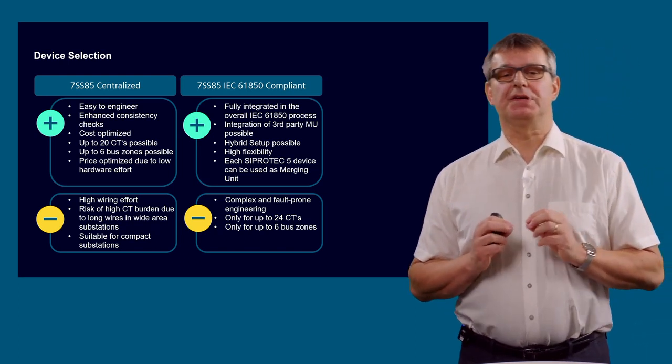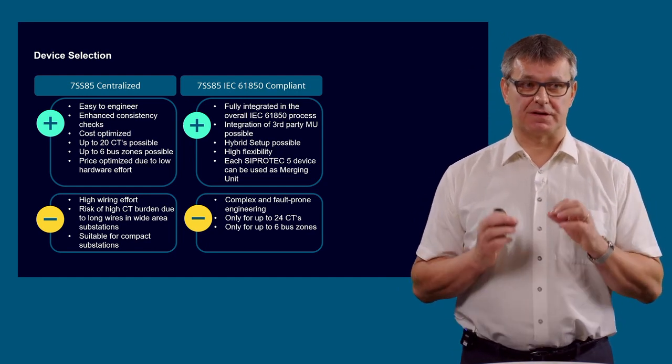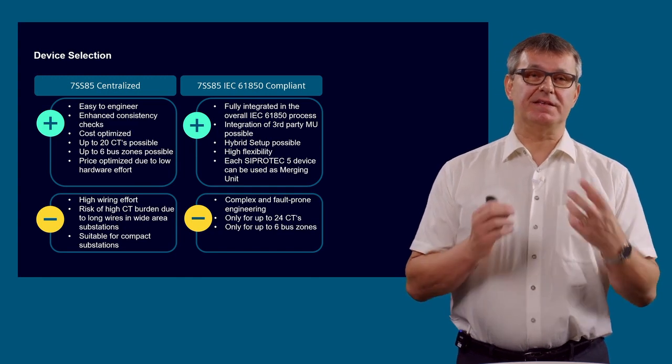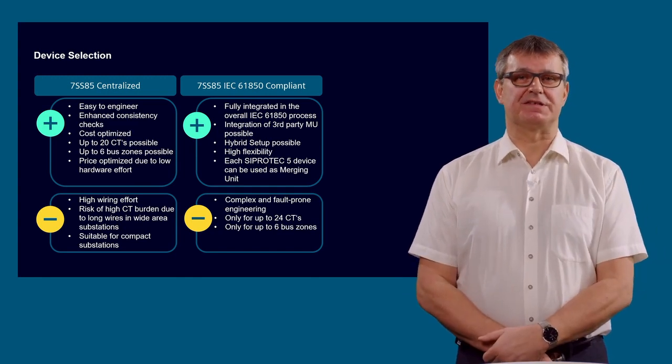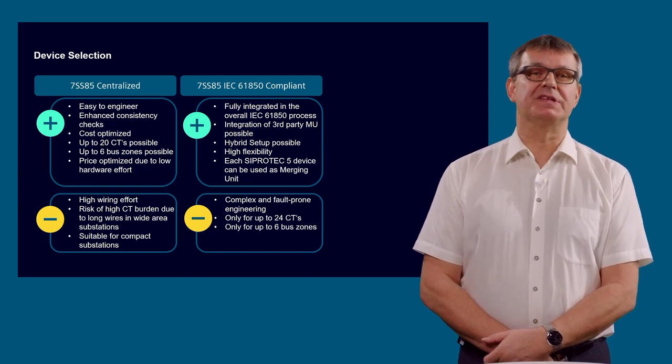The setup is only for a maximum of 24 CTs, a maximum number of 24 bays. And as we are using the same device as a centralized busbar protection, it's also limited to up to 6 bus zones.